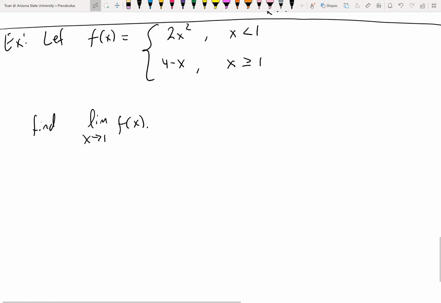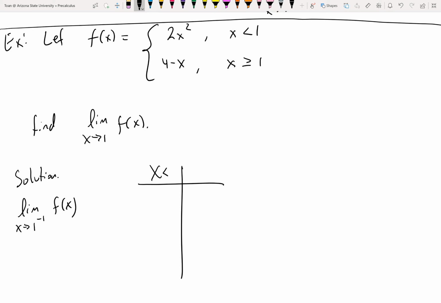Well, to do this, you have to do the left and the right-sided limit, so let's go ahead and do that. So solution. What is the limit as x approaches 1 from the left of f of x? Well, we're going to make a table, right? Of x less than 1, and I'm approaching it from the left, so let's say 0.9, 0.99, 0.999, 0.9999.